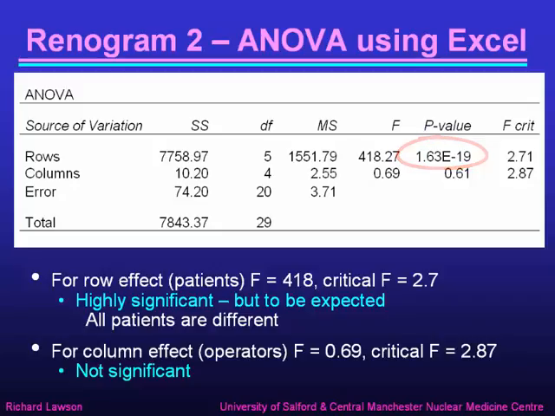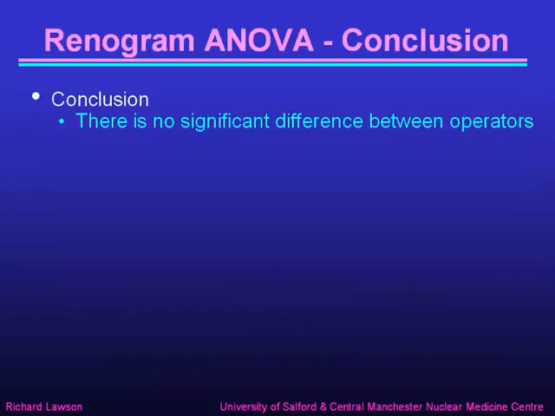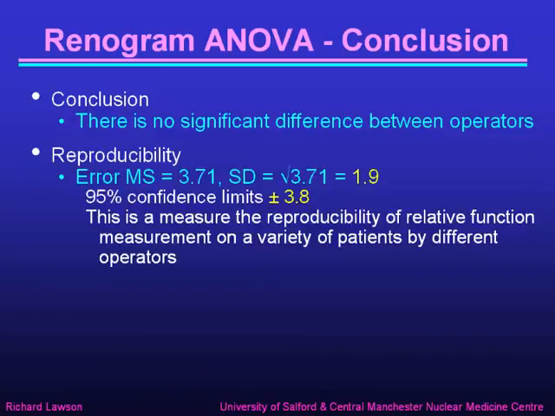But we don't need an analysis of variance to tell us that. We expected that. We know there is difference between the patients. That's to be expected. Of more interest is the column effect, which is our operators. And we see there that the F value is 0.69 compared with a critical value of 2.87. So it hasn't reached the critical value. There is not a significant effect between columns. So we conclude that there is no significant difference between operators.